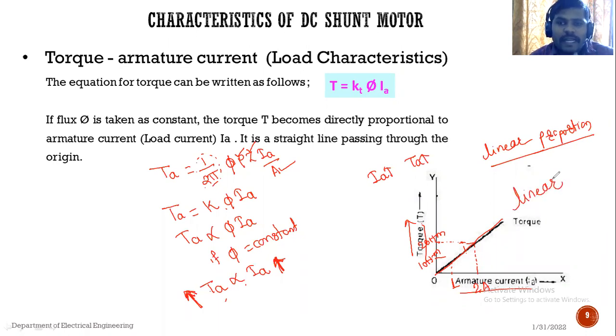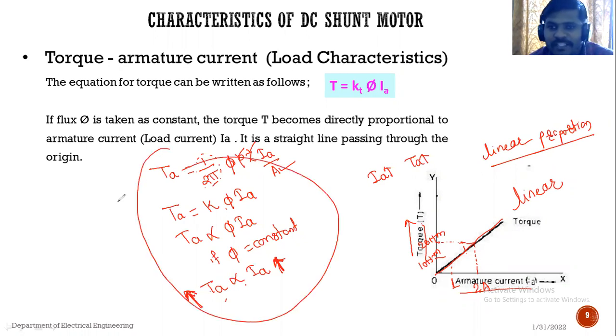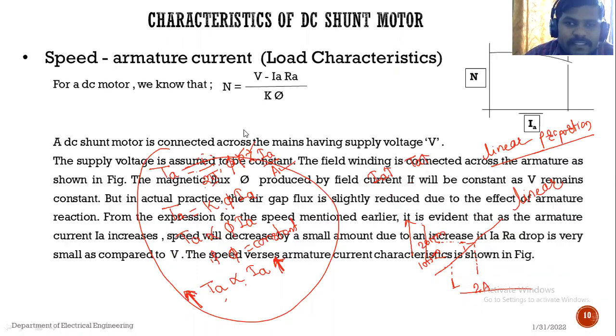So this curve gives a linear relationship and passes through the origin, it is a straight line passing through the origin. Getting? And the proof for that is the torque equation. That is the torque versus armature current characteristics. Now similarly we will derive the next characteristics, that is the speed versus torque characteristics.